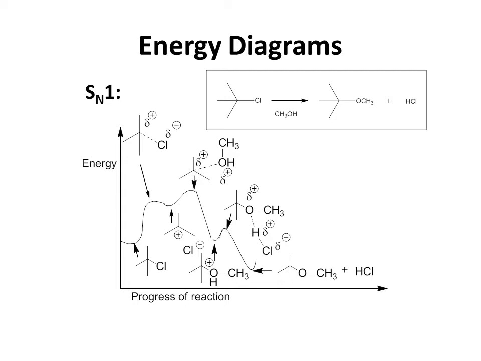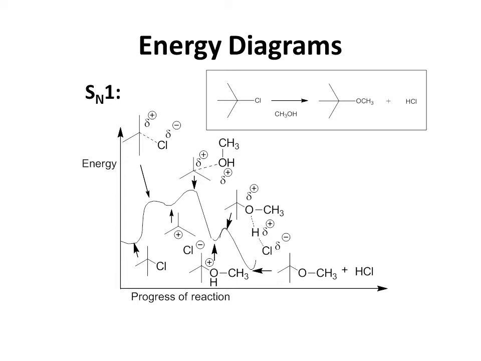That valley is an intermediate. See, it's less stable than the starting material, but it's more stable than the transition state. So it has some transient stability. So there's our tertiary carbocation. Now we go up to another hill, which is a smaller hill, fast step, in which the methanol molecule is reacting with the carbocation. So we show a partial positive charge on the carbon and a dotted line as the bond is developing between the C and the O, and a partial positive charge on the O.